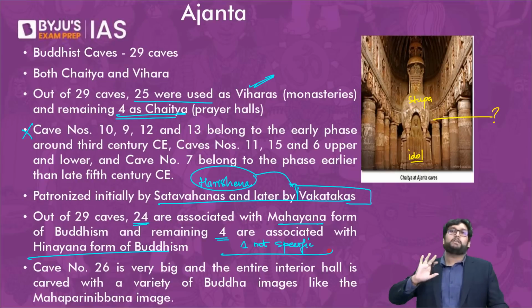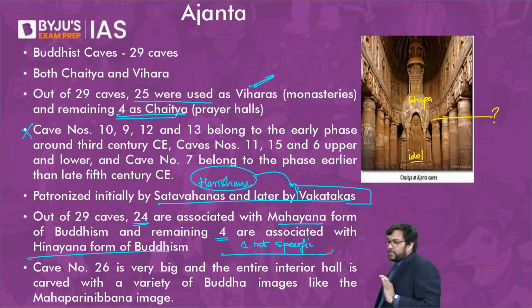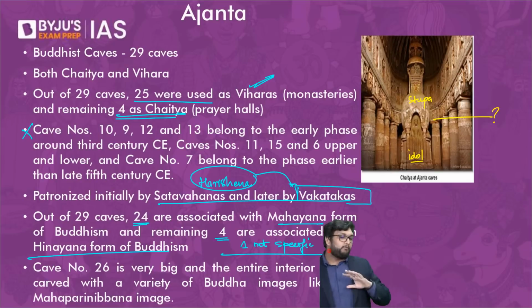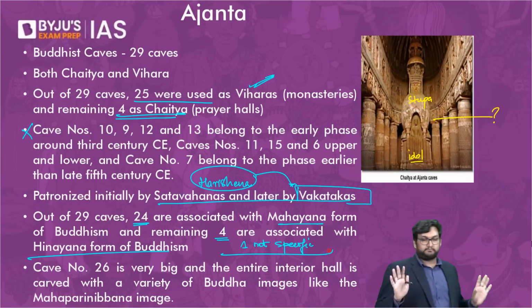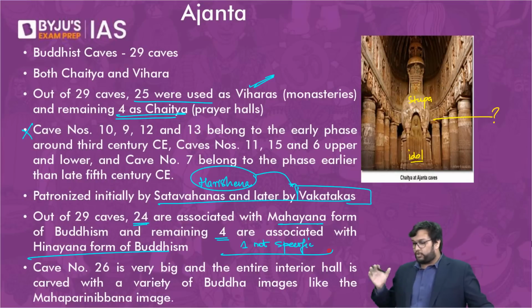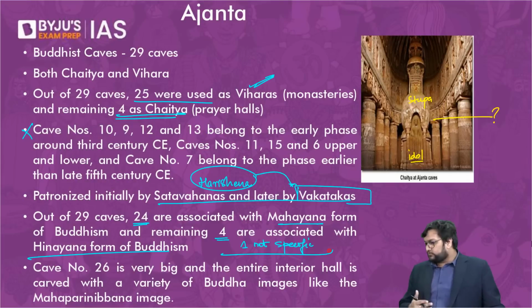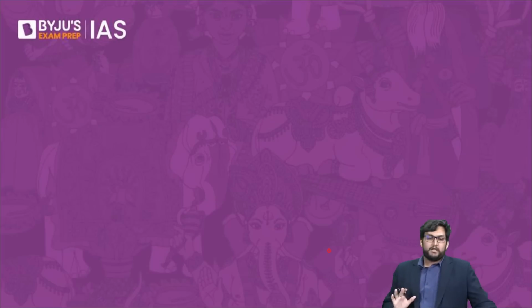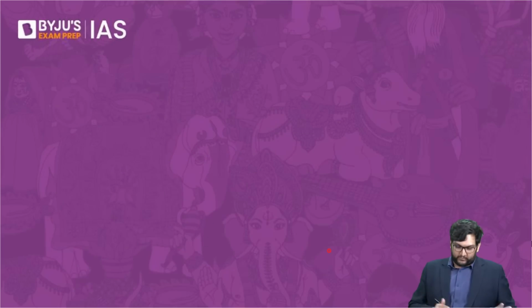What I want to do here is make a Venn diagram in front of you, and through that Venn diagram most of this can be done. A Venn diagram basically sums up this whole module very well, because a lot of students don't know what to do with this information, and most of the questions revolve around the religion of these caves. So you make a Venn diagram like this.